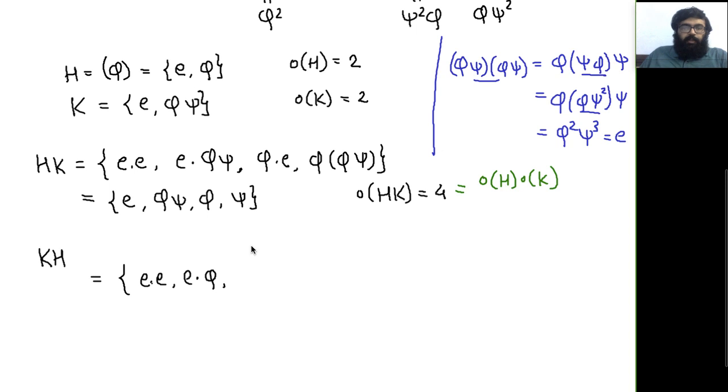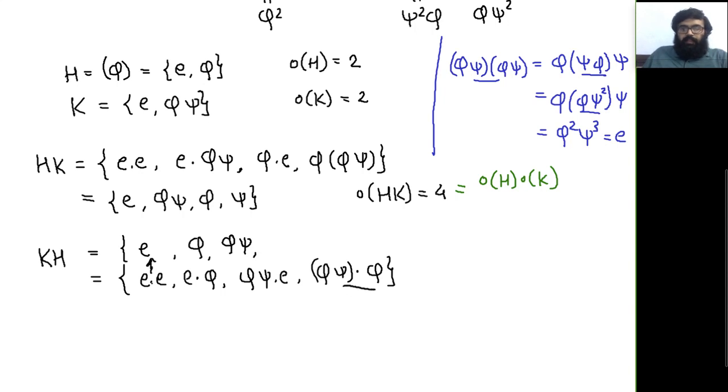Then phi psi is multiplied: phi psi dot E, and then phi psi is multiplied with phi. I'm going to write this above, not below, so that we can compare these two. What is E dot E? E dot E is E. What is this? This is phi. This is phi psi.